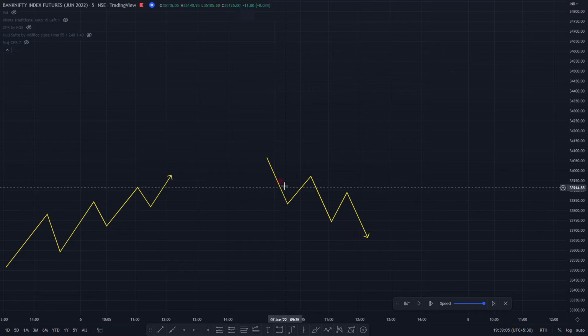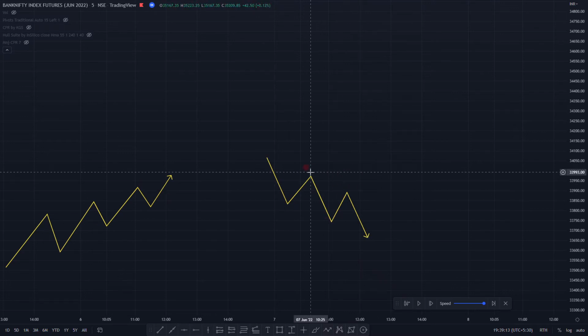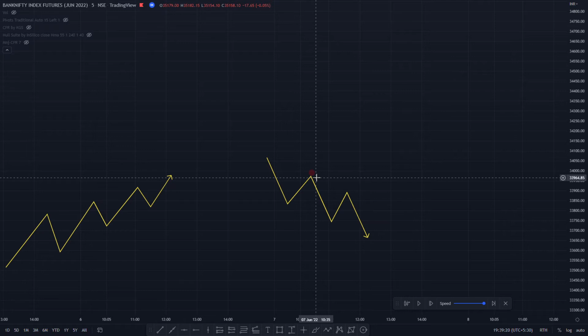The price of Bank Nifty has created a low and then a high and then a lower low and then a lower high, but this lower high didn't close above the previous high, so hence Bank Nifty is still in a downtrend. Now this is just an example.